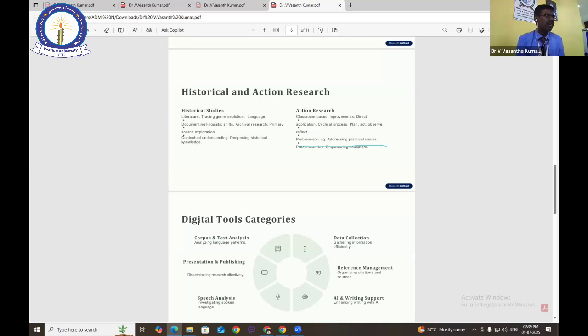And my second line is documenting the linguistic shifts, archaeological research. These are the primary ones, because from Chaucer, the father of English poetry, who was using the language in a different way. After the 5th century only, we are finding the English language, and after the 8th century only, we polished the English language. Other people don't know about that.